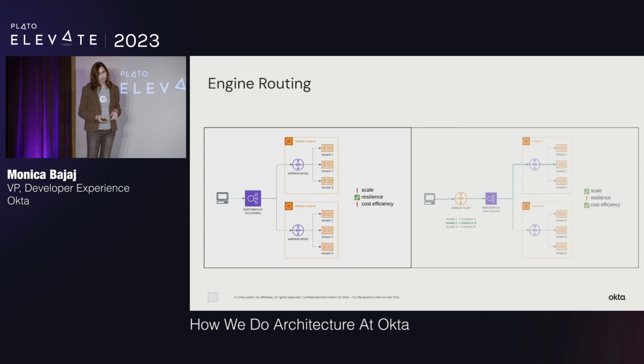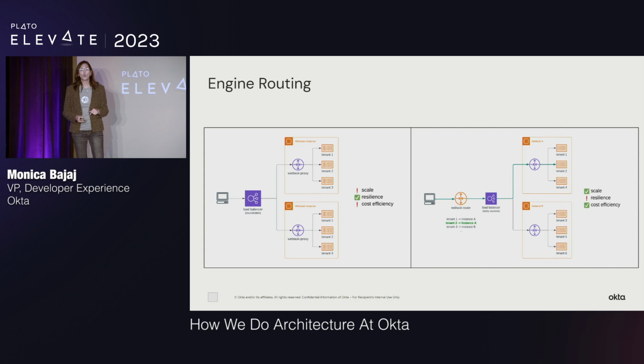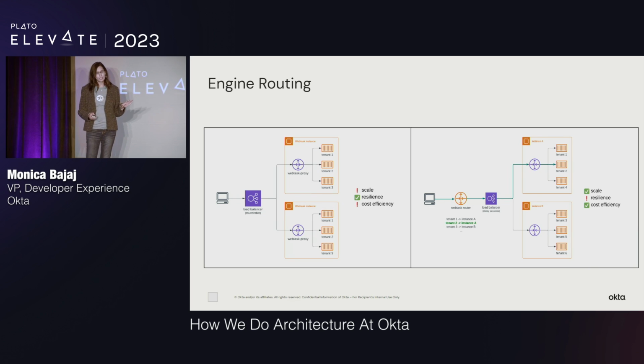So we added a new component, which is a web task router, which is sitting right in front of the load balancer. And what it does is it keeps a tally of all the tenants, which tenant goes to which instance, so no duplication of tenants is happening. But what happened here? We have the scale, we have the cost efficiency taken care of. But what if the web task router goes down? The whole system is down. So the resiliency part is gone again.